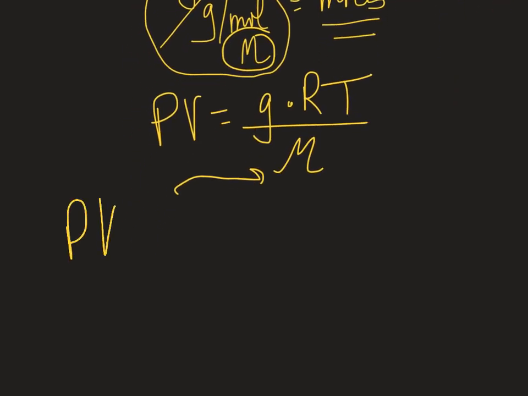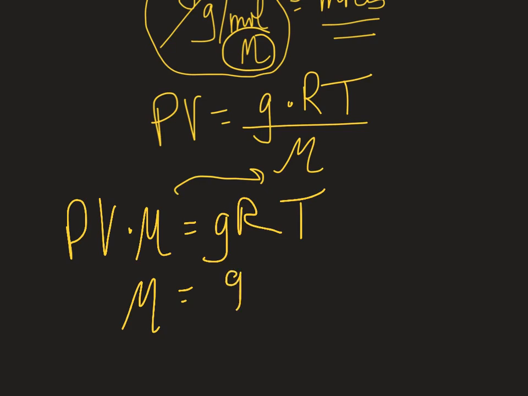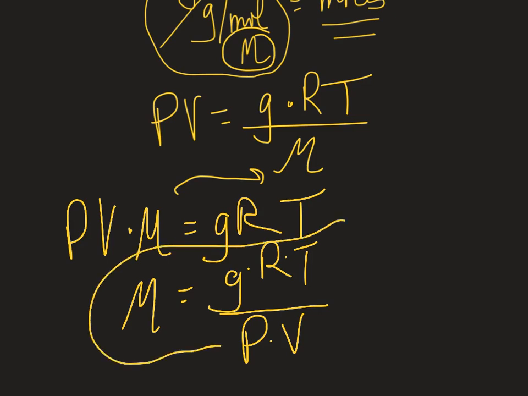So PV times the molar mass is equal to gRT. And then the molar mass is equal to gRT over PV. And these are all multiplied by one another. That's P times V. This is g times R times T. So this equation is a common rearrangement.